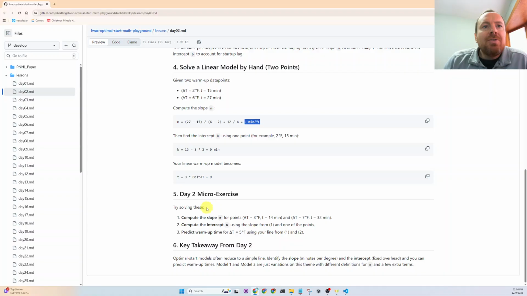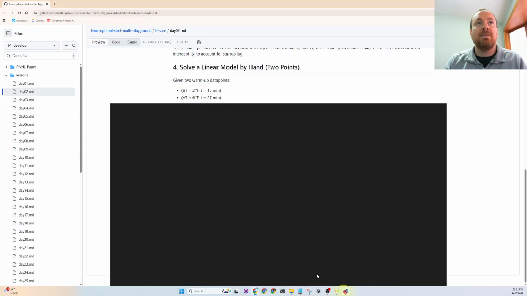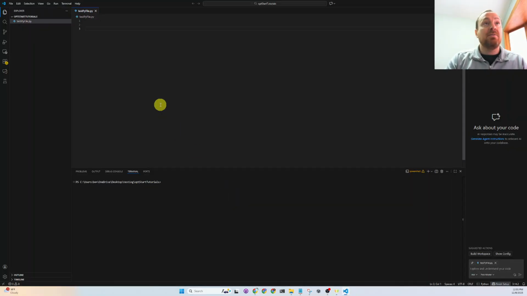Day 2 micro lesson, compute the slope. This is our data here. We'll end up computing degrees per minute, compute the intercept, compute B, and predict warm-up time. All right, so this is what we'll do. Maybe I'll just copy this right into Python. Here's my Python file. I'm just going to save this so I can see this data and use it as variables.